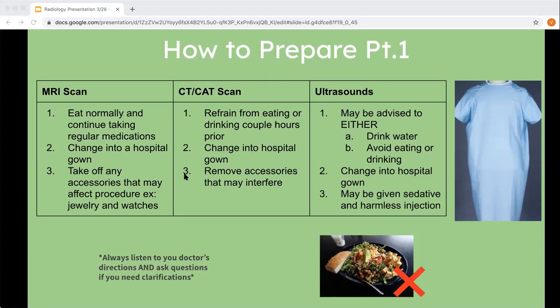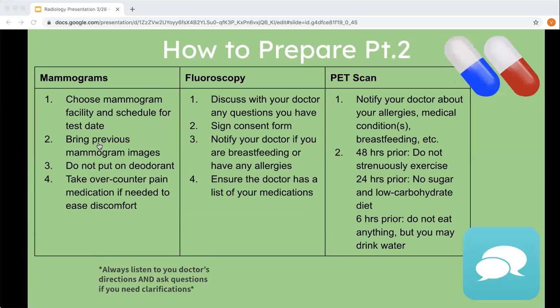When you're about to scan, the doctor will instruct you to change into a hospital gown like the other ones. Then they may give you some medications that help you relax, and they can also give you an injection, which is harmless and helps make the images scan more clearer.